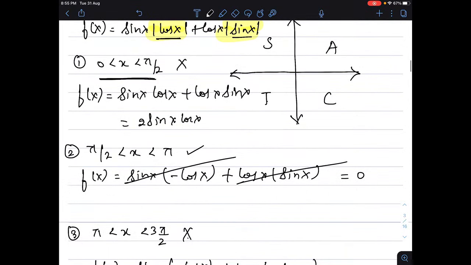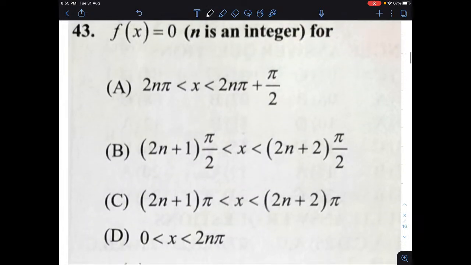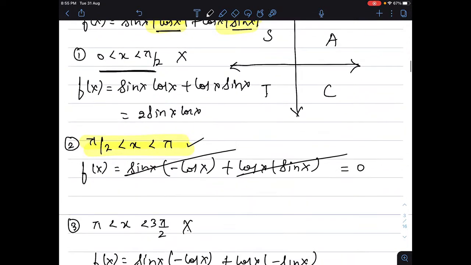Even this is also part of our solution. Second quadrant is part of our solution. Now we are not given both the things. We have been given one thing.